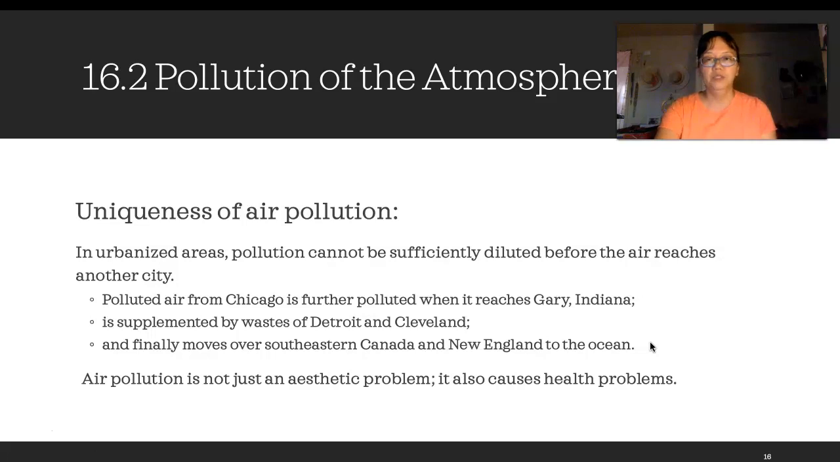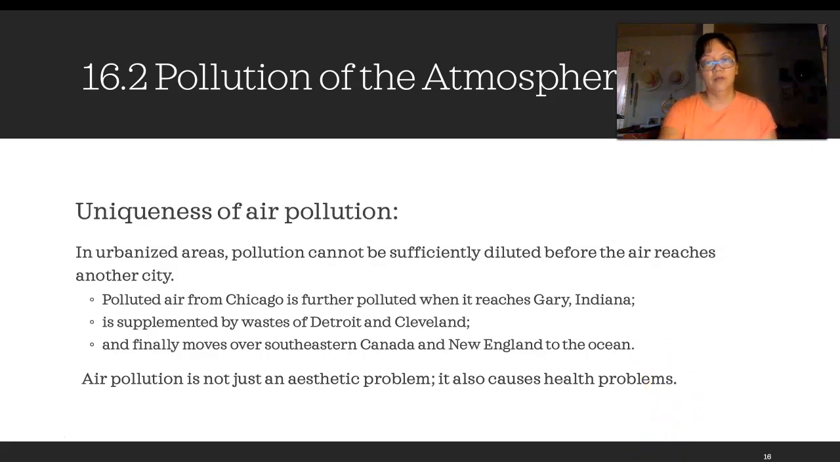So regarding pollution of the air, I want to emphasize the uniqueness of air pollution. Because air flows pretty fast, much faster than water. It takes about 2 weeks for the air to travel around the globe. That is very fast. And because of this unique movement of air, we have contamination floating from one city to another city, from one country to another country. So it's a global thing.